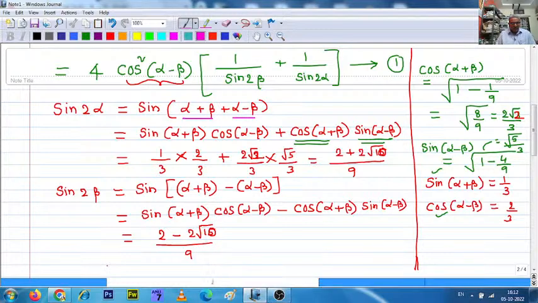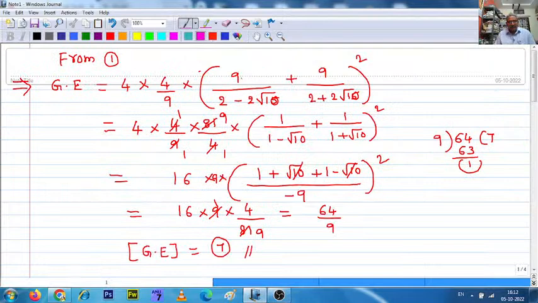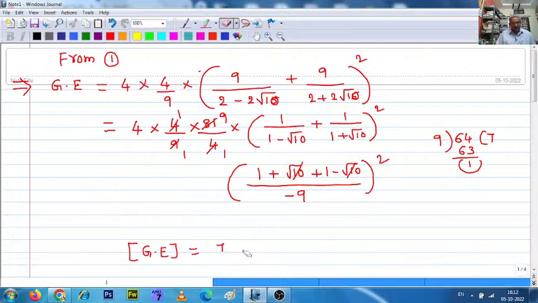So now 9 by 2 minus 2 root 10 plus 9 by 2 plus 2 root 10 whole square. This is 4 into 4 by 9 and 9 by 2, 9 by 4. So 9 square means actually 81, 9 9s and 4 4 cancel. Okay, we made a mistake here, so we need to check this step. This step is very important, my dear students. We need to remember the step.